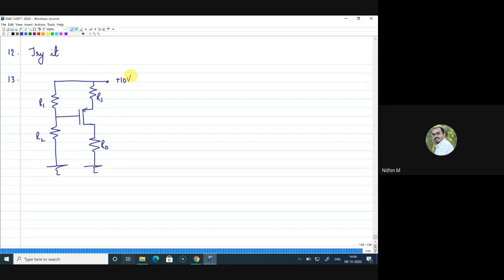So I'll just read the question. The question is to design the circuit. The meaning of design the circuit is you have to arrive at the values of R1, R2, RS, RD, and if there is possibility, you have to get the value of W by L also, the transistor's size as well. So how to start with this question? Design the circuit given that the PMOS device operates in saturation, that is given. PMOS is in saturation with VD biased 1 volt from the edge of the triode region. That we will look at.